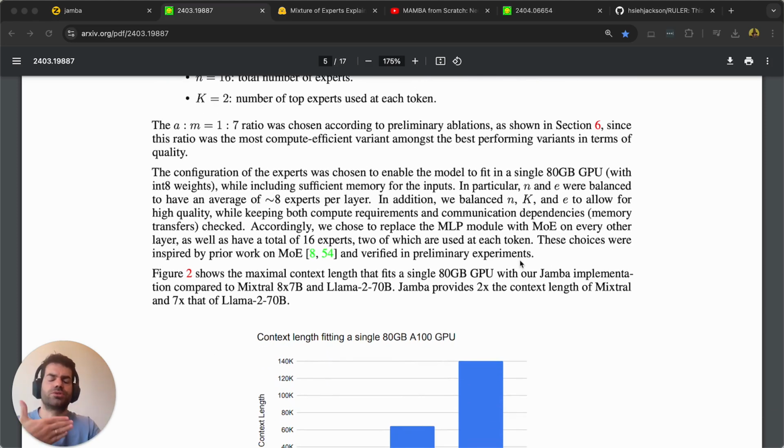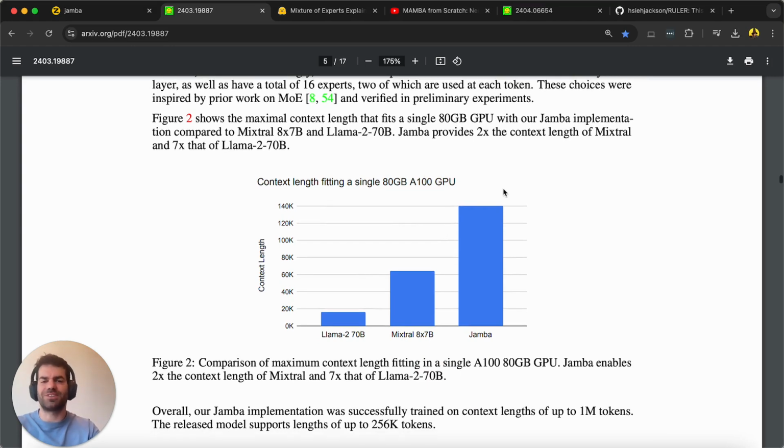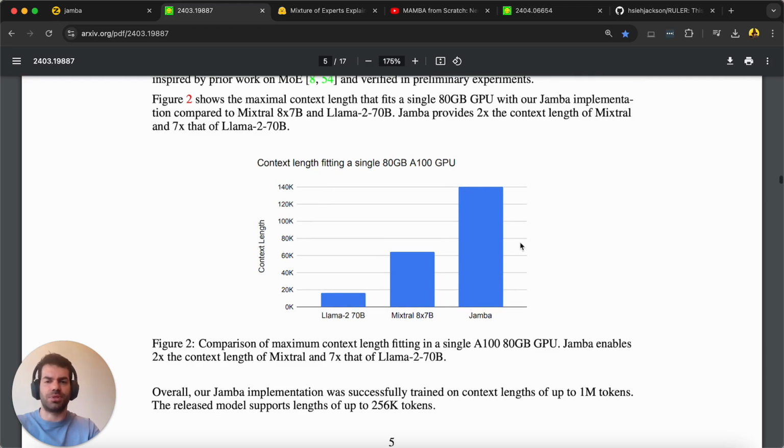And now we really want to see how good it is. I went ahead of myself, so let's just go through the graph anyway. Context length fitting on a single 80 gigabyte GPU: you can see that with the Jamba architecture, we manage to squeeze in 140K. This is a lot, like 4 books, I think. With Mixtral 8x7B, you can only fit about 64K on a single GPU, and with Llama 70B, less than 20K.